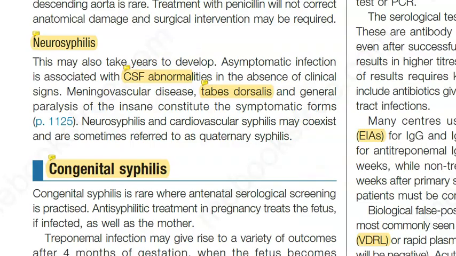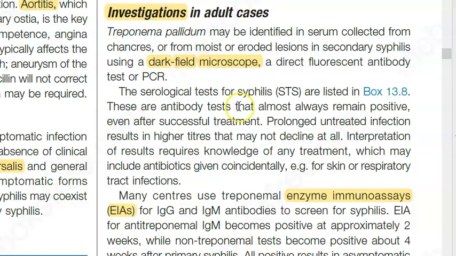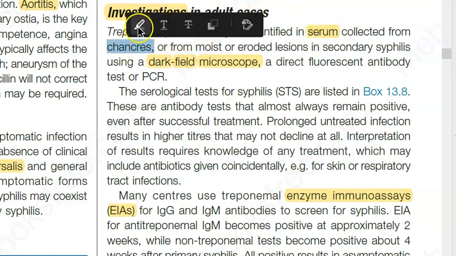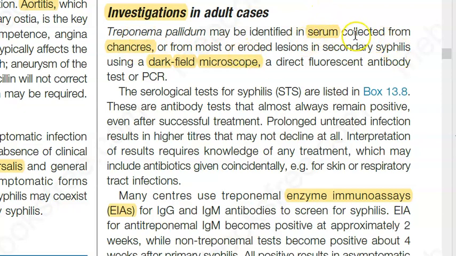So we are done with acquired syphilis. Let's jump to the treatment. First of all, what investigations will you order, guys? You can collect the serum from chancres, that is from those lesions they are collecting. Okay, and they are checking for those bacteria. Dark field microscope they are doing, and they are checking.